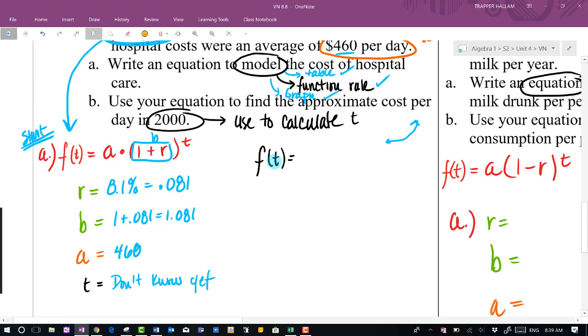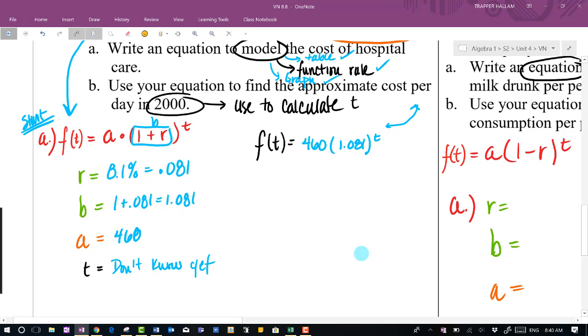All right, so let's write our model. And so our model is going to look like f of t is going to be equal to our initial amount, 460, times 1 plus r, or 1.081, to the t value. That's our model. Okay, so we've completed part A. That's a function rule that we can use to predict any values of time in the future of how much it's going to cost hospitals if they start out at $460 per day in 1985.